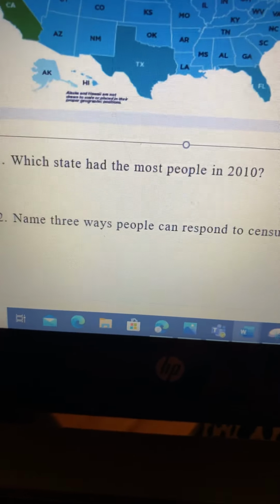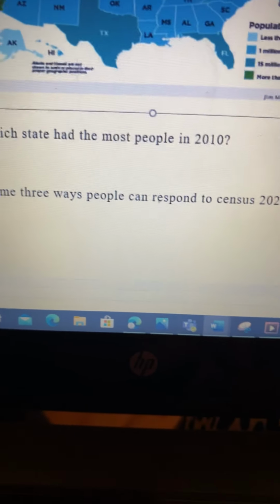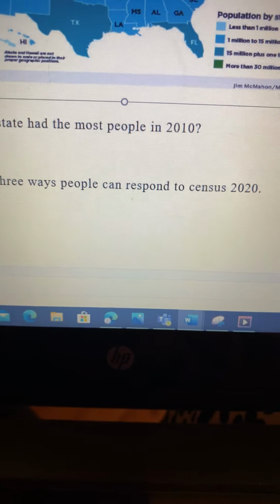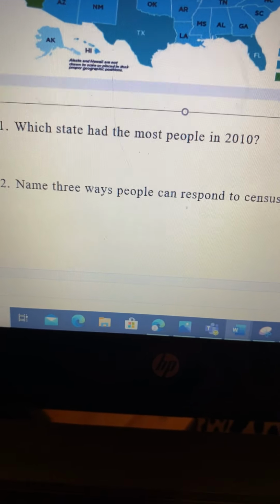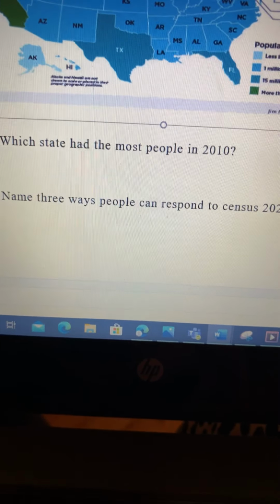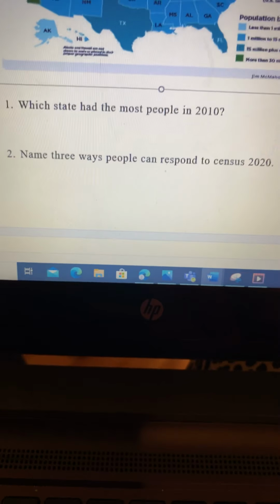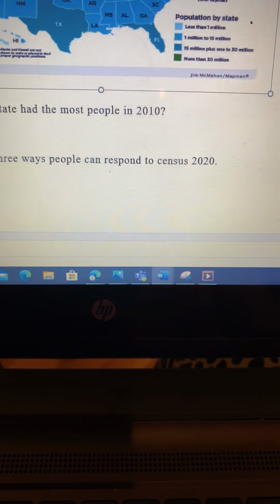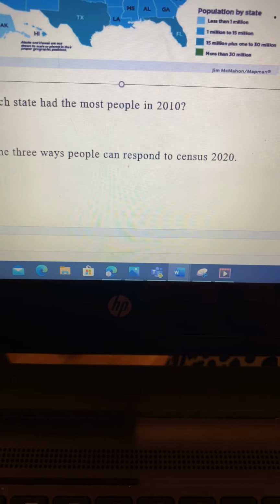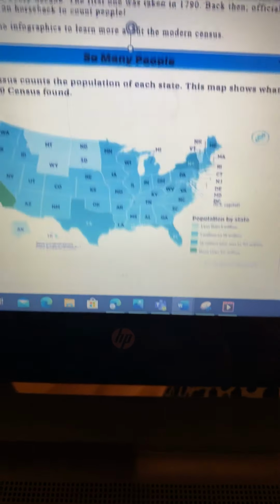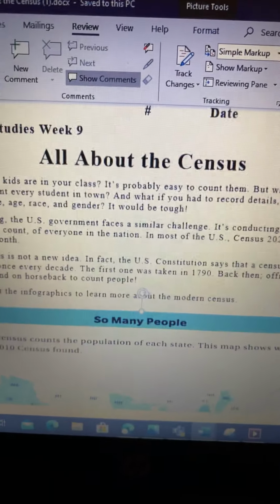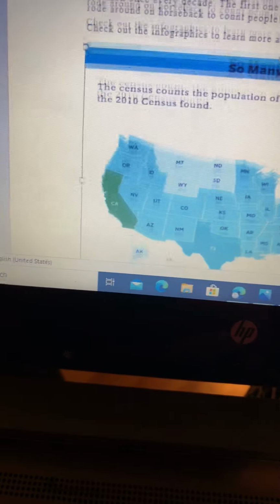Okay, and here are your questions. Which state had the most people in 2010? Don't forget to restate. The state that had the most people in 2010 was... Number 2, name 3 ways people can respond to Census 2020. Here we go to restate. Okay, go back and look for it in your story.